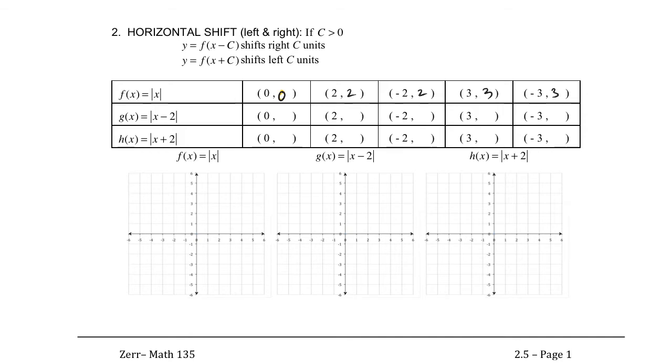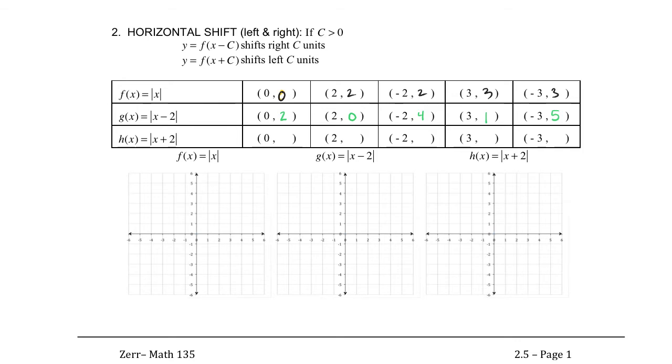All right, so it just is absolute value of that input. Now if we go in and subtract 2 from 0, we'd get -2, but absolute value of -2 is 2. 2 minus 2 is 0. Absolute value of that is 0. -2 minus 2, that's -4. Absolute value of that is 4. 3 minus 2, that is 1. -3 minus 2 is -5. Absolute value of that is 5.